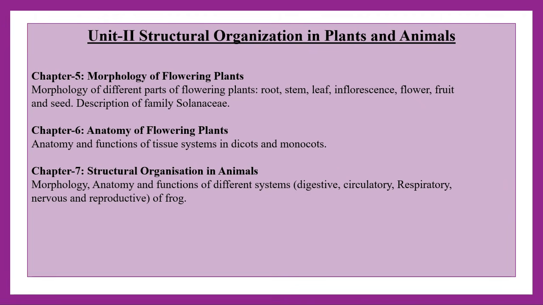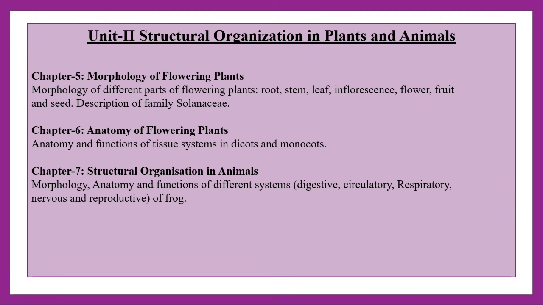Chapter 6, Anatomy of Flowering Plants. Here we shift to the internal structure of plants, exploring different types of tissues. We now focus only on the anatomy and function of tissue systems in dicots and monocots. This chapter builds your foundation in plant histology and prepares you for plant physiology later.